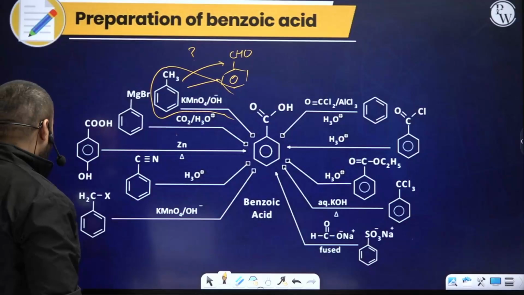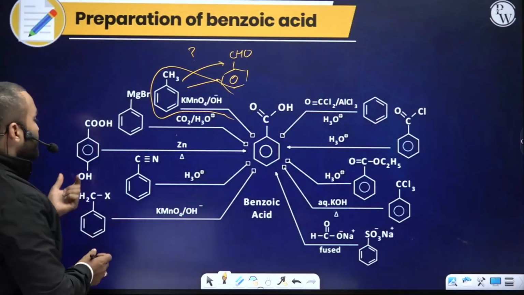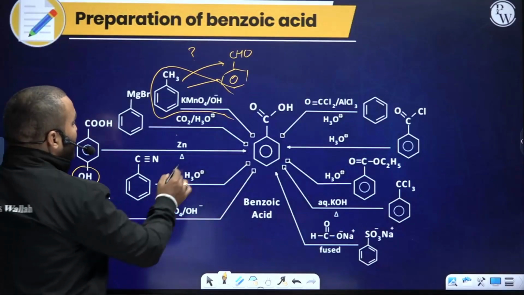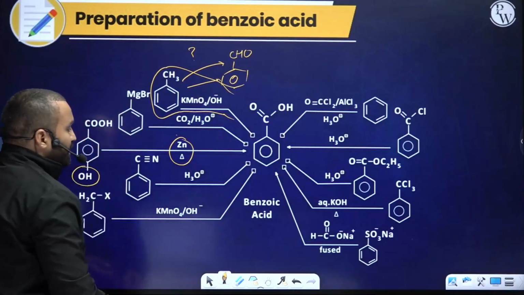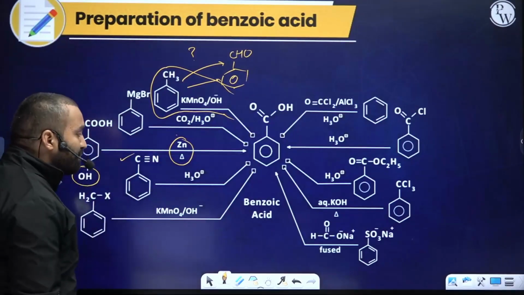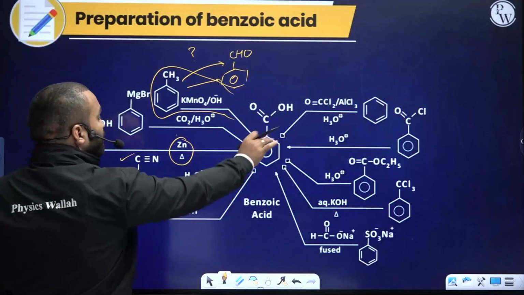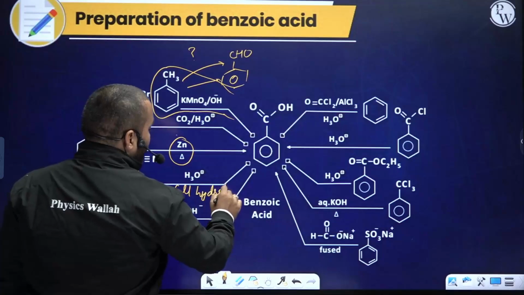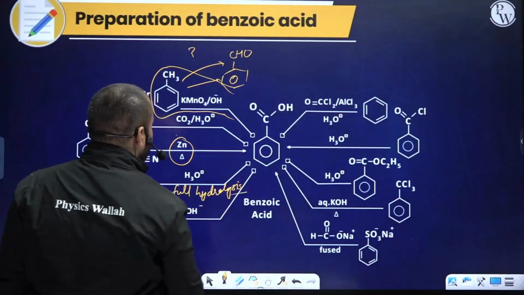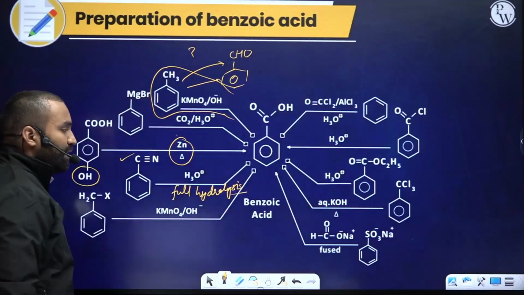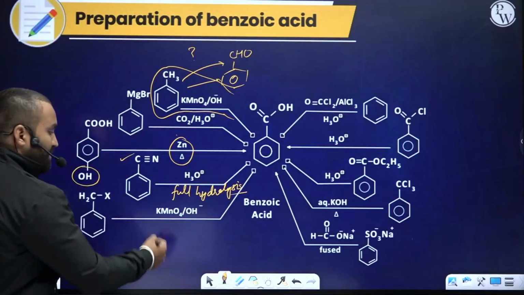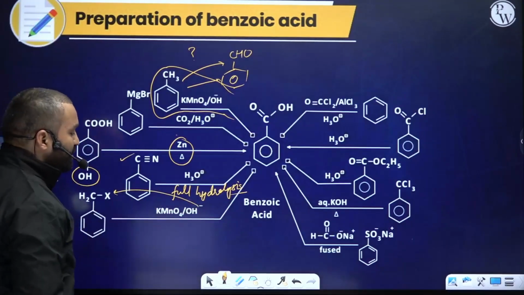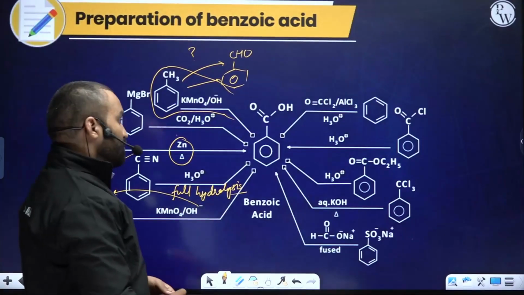Come back. Okay, good. We can do the removal of this OH group present on the ring with the help of zinc dust. This we have discussed multiple times today. Nitrile oxidation, full hydrolysis, not oxidation, full hydrolysis. Yes, it is an oxidation of course, but the technical name is full hydrolysis. This KMnO4 OH treatment will also kick away this halogen and put the OH here, and then finally you can do the oxidation.